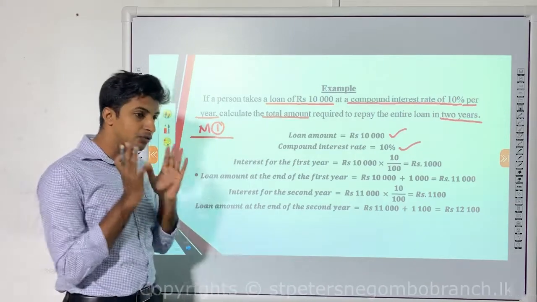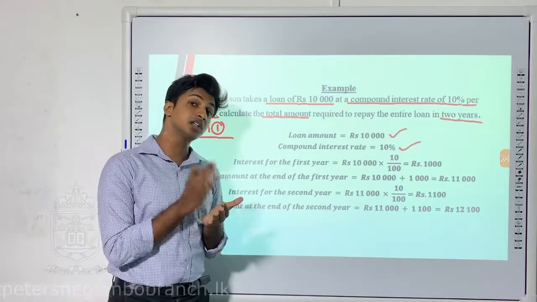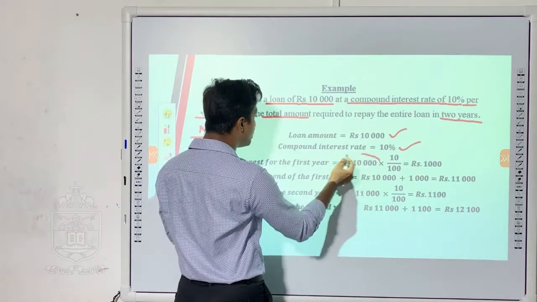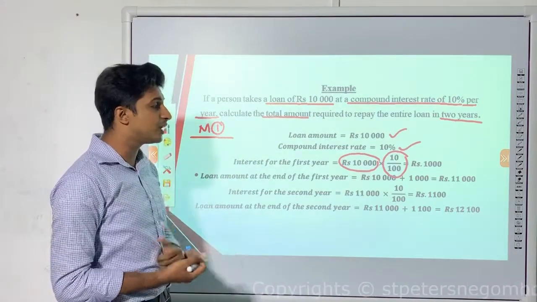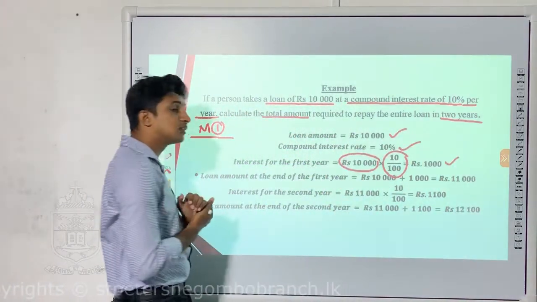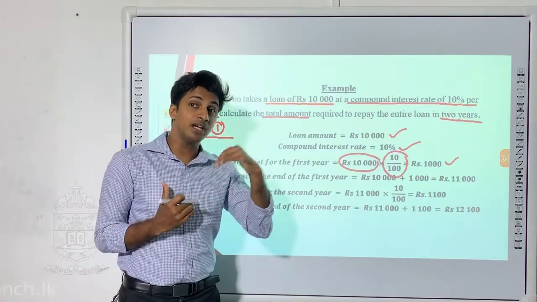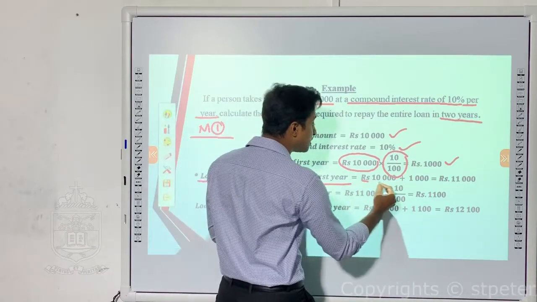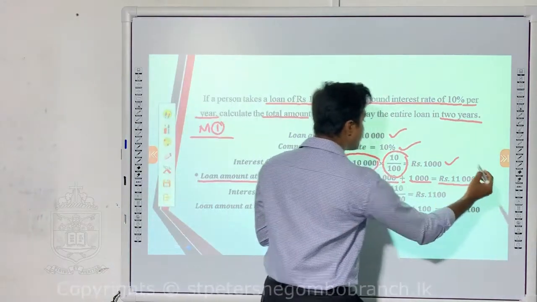So first of all, we have to calculate the interest for the first year. That is, by the end of the first year, what is the interest that has to be added? So see, interest for the first year is equal to the loan amount into the interest rate. The interest rate is 10%. They have given it. So the interest for the first year we have found as 1,000. Now I told you for the second year, by the end of the first year, what happens? Loan amount at the end of the first year is going to be 10,000 plus the 1,000 interest. That is altogether rupees 11,000.